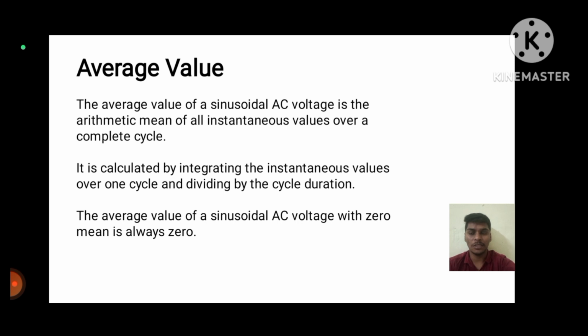Average value. The average value of a sinusoidal AC voltage is the arithmetic mean of all instantaneous values over a complete cycle. It is calculated by integrating the instantaneous values over one cycle and dividing by the cycle duration. The average value of a sinusoidal AC voltage with zero mean is always zero.